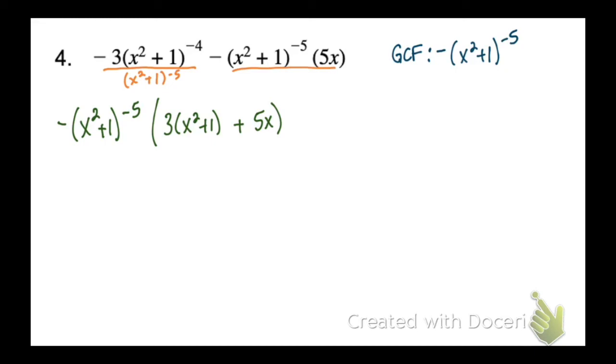And then over here, if I divide out x squared plus 1 to the -5, these just cancel, and all I have left is my 5x. I also pulled out a negative, so both of my terms in the parentheses are now positive. In the next line, I'm going to distribute the 3 into the x squared plus 1.